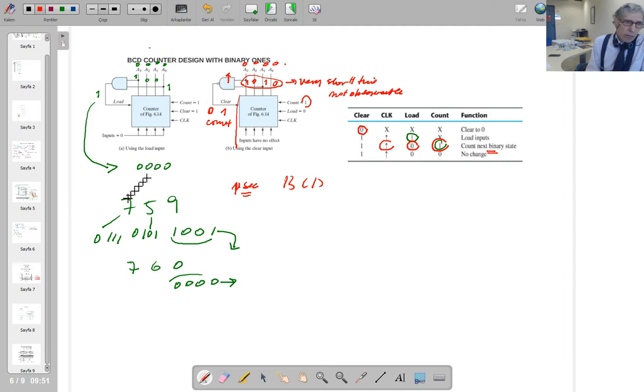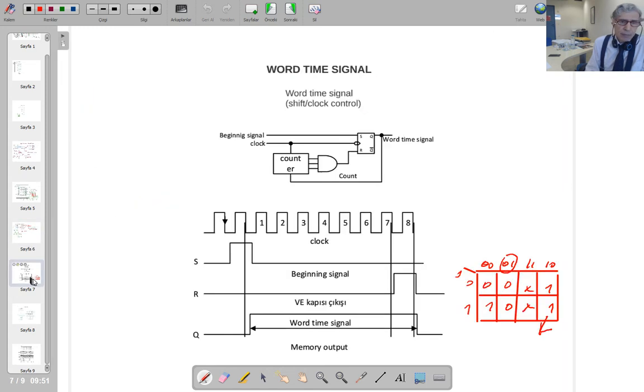So these are two applications, and you see these control inputs give you some facilities to do what you wanted to do. The control inputs are the inputs that we could observe in MSI elements, not the SSI elements. So that is the flexibility of the MSI elements which are available in the market. So another application of the counter is given here.